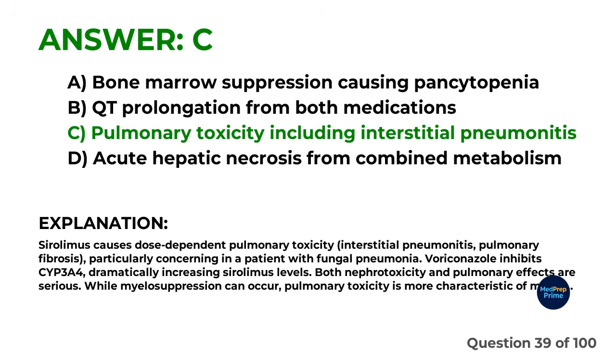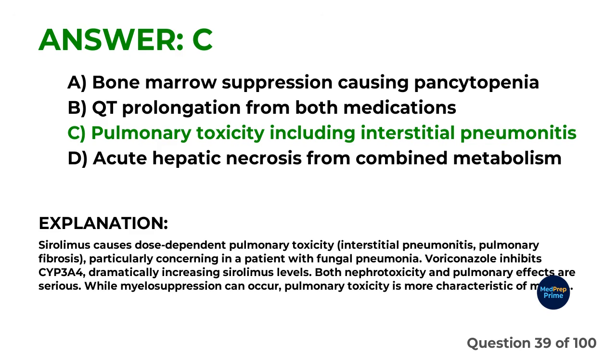Correct answer, C. Sirolimus causes dose-dependent pulmonary toxicity, interstitial pneumonitis, pulmonary fibrosis, particularly concerning in a patient with fungal pneumonia. Voriconazole inhibits CYP3A4, dramatically increasing sirolimus levels. Both nephrotoxicity and pulmonary effects are serious.